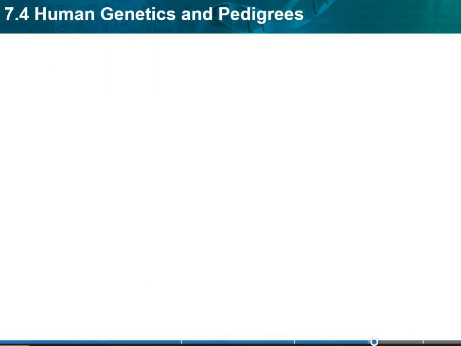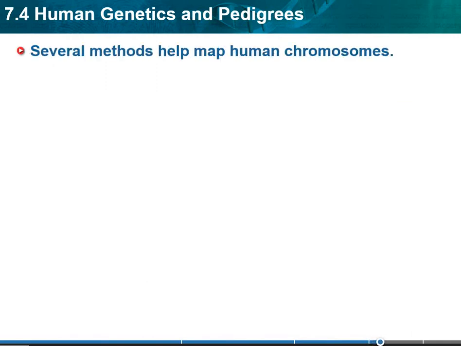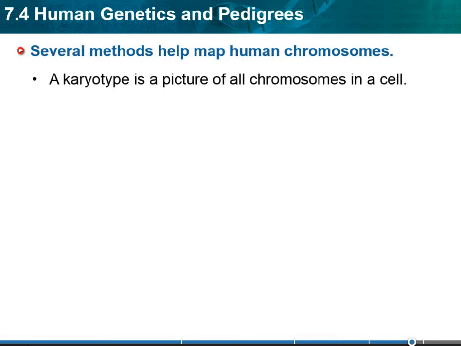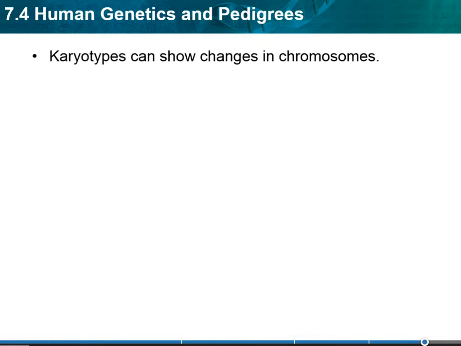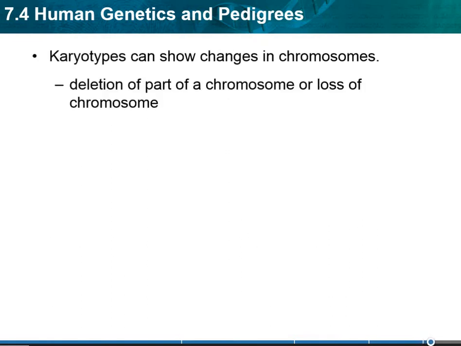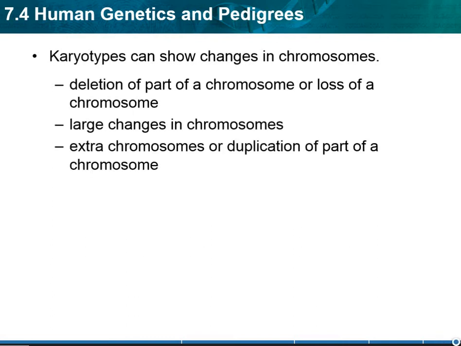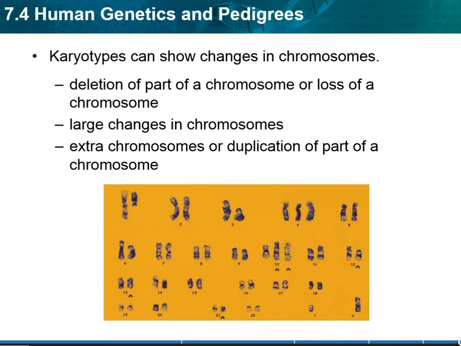So several methods help map human chromosomes. You can use what's known as a karyotype, and that is a picture of all the chromosomes in a cell. So they just basically take a picture of your chromosomes, and they're going to cut them out and put them with one another. Karyotypes can show changes in chromosomes. So it can show things like deletion of part of the chromosome or a loss of a chromosome. It can show large changes in the chromosome, so like an extra or a duplication of the chromosomes.